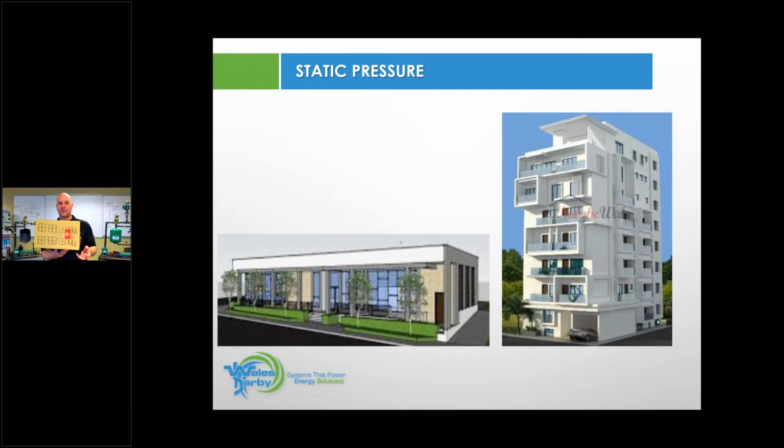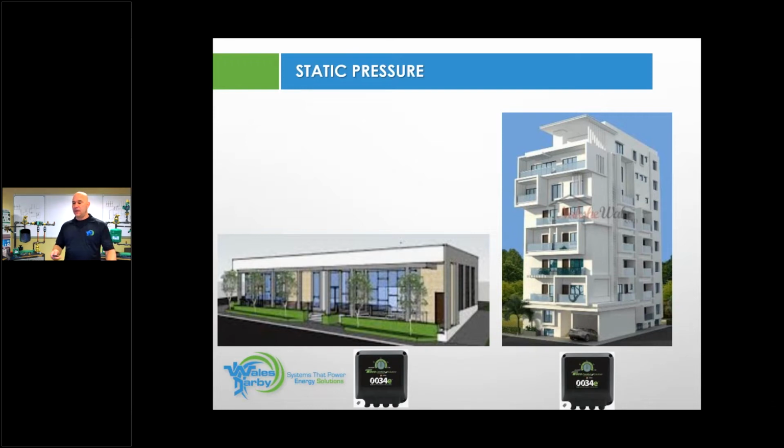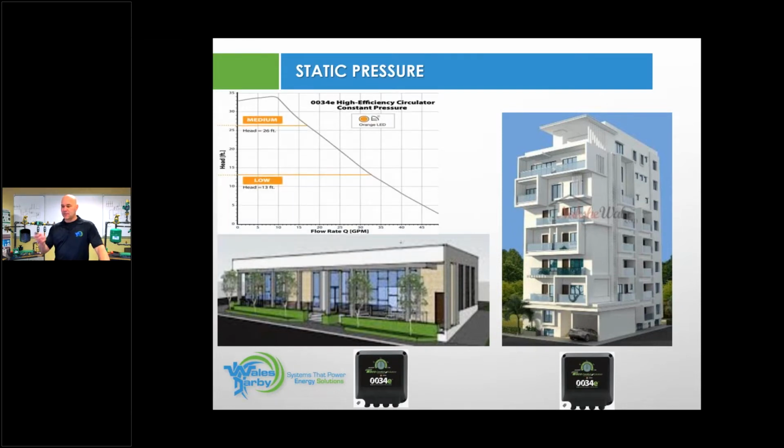So static pressure does not affect the size of your circulator. Static pressure is geared towards what's going on within the system from a pressure standpoint: the water within the system, the pressure reducing valve coming into the system, and we'll get into that. So here, if we were to do the math on this system, it would be based on the total equivalent length around that building, and that would get us to the point where we would have a 0034E on this job.